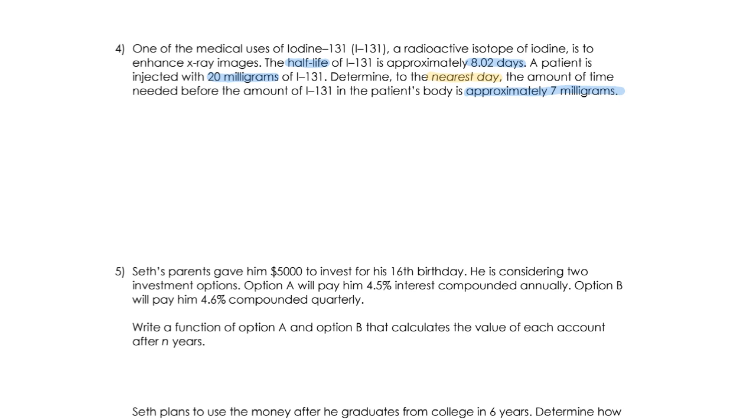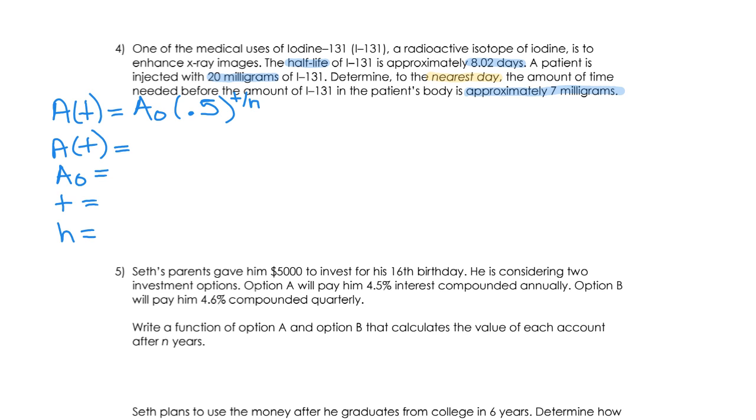Okay. All right, so hopefully you know that this is our last formula on our formula sheet, and that's our half-life formula. So we'll say A of T is equal to A sub 0, in parentheses is 0.5, and then it's raised to the T divided by H. So we have A of T, we have A sub 0, we have T, and we have H. All right, so it said that the half-life is 8.02 days, and so that's our H, and that's 8.02 days.